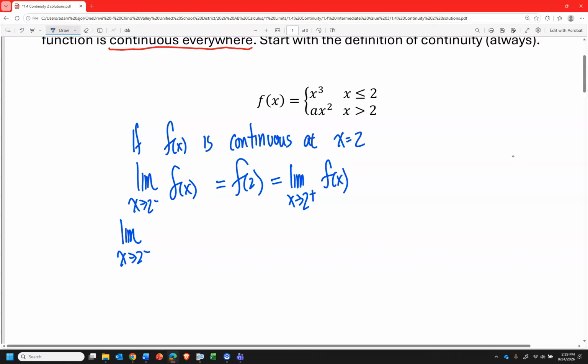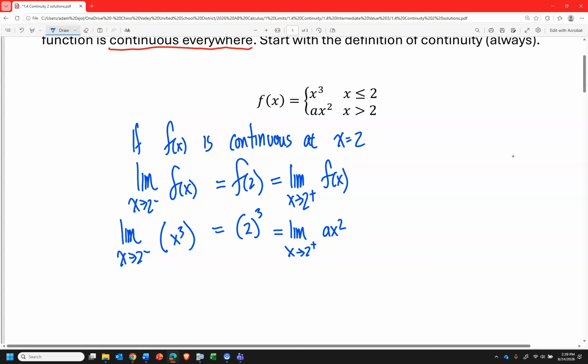If I was approaching 2 from the left, I would have to use the x cubed part. Now, f of 2 is easy. This piece up here, x is less than or equal to 2, that's my domain. So I'll replace f of 2 with 2 cubed, and I'll rewrite the limit as x approaches 2 from the right of f as the limit as x approaches 2 from the right of ax squared.